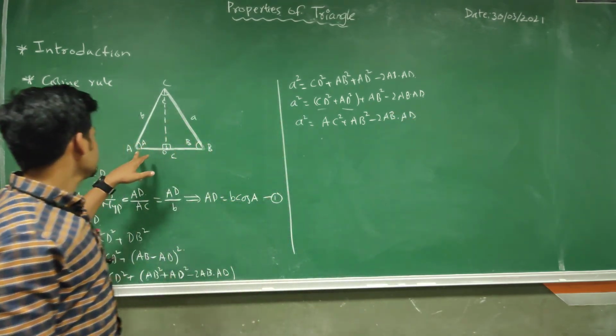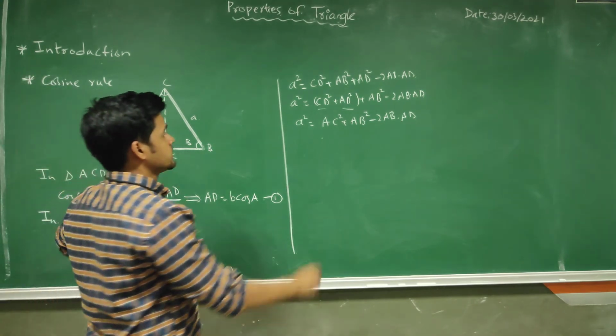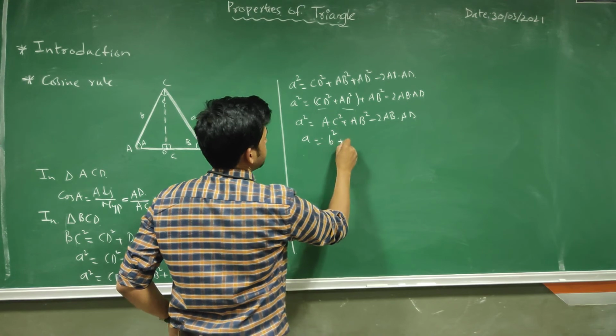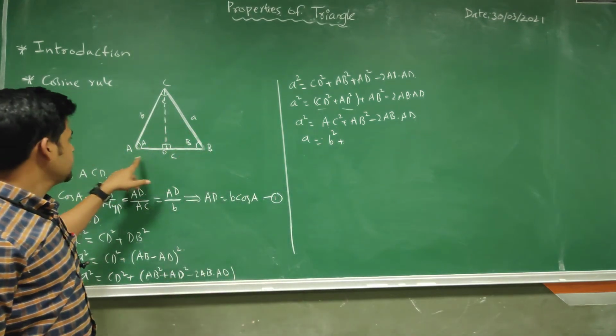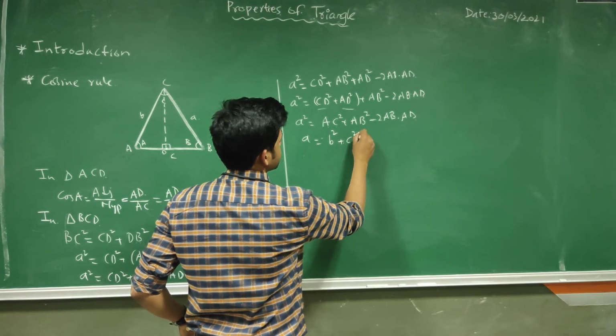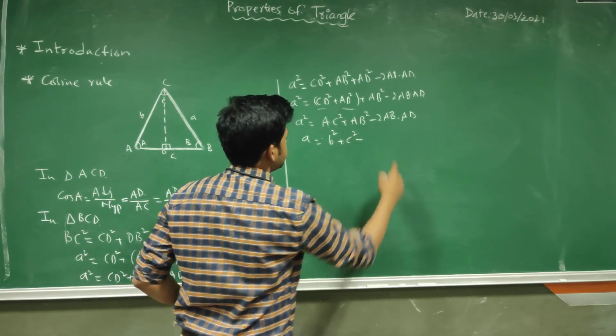Okay, we know AC is nothing but b, plus AB. AB is nothing but c, so c square minus 2 AB.